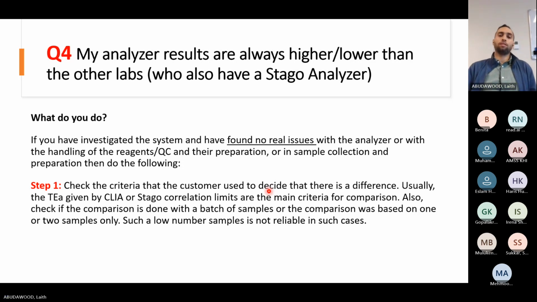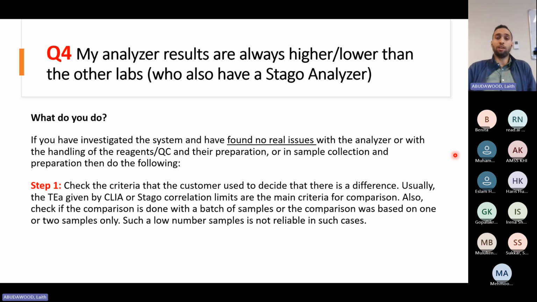This question says that the customer comes to you and tells you, my Compact Max or my R Max, or whatever they are using, reads higher than the other lab that also uses a Compact Max or R Max. I ran a lot of samples, this sample was high, I ran it in the other lab, it came back normal. Now, first of all, the first step is to ask the customer, how many samples did you compare?